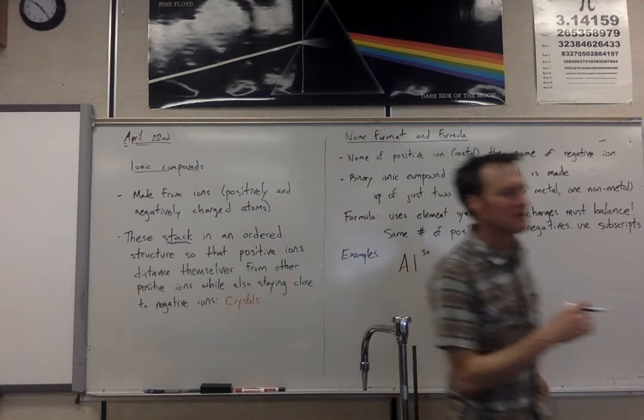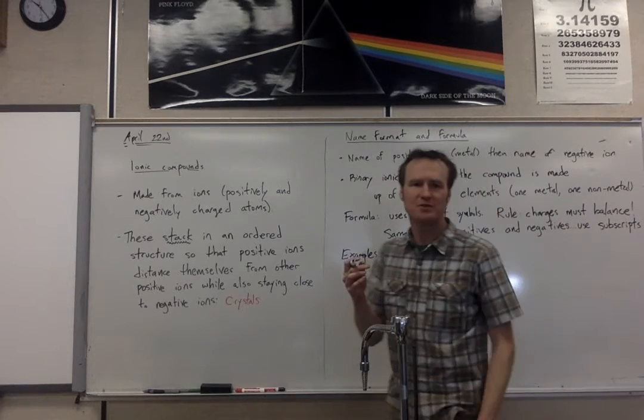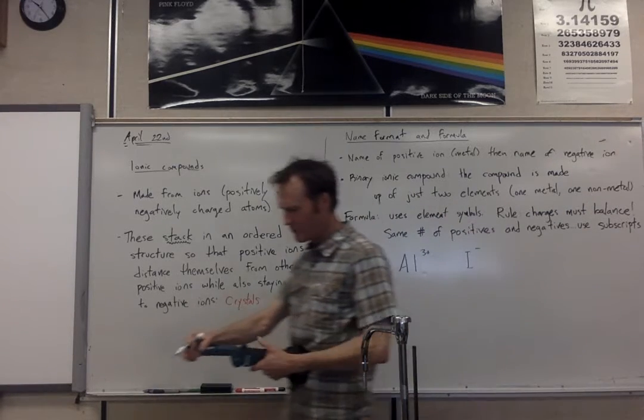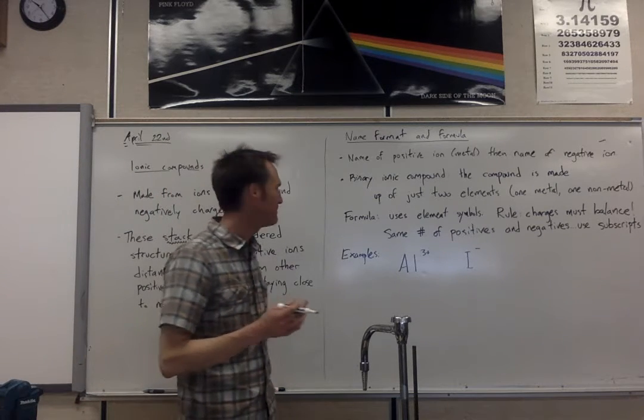The minus means a -1. All halogens are the same way. Chloride, fluoride, they all have a -1 charge.